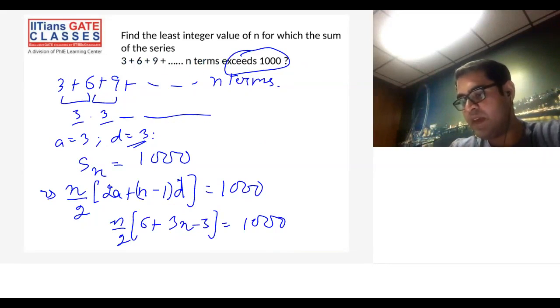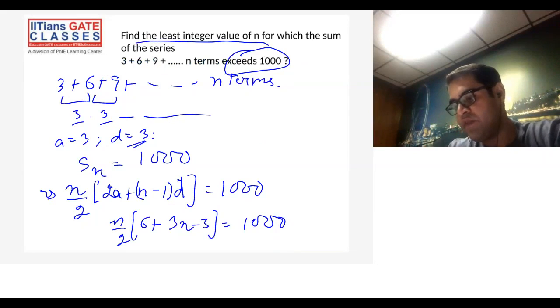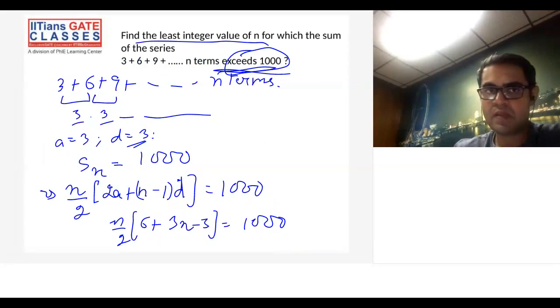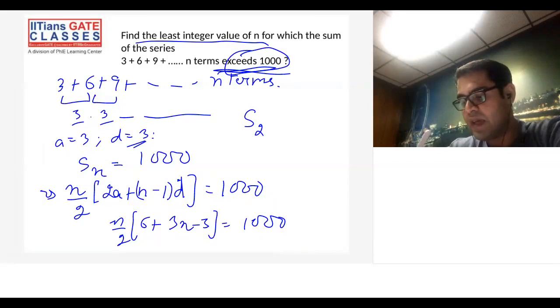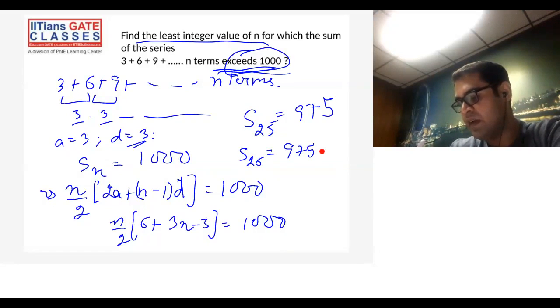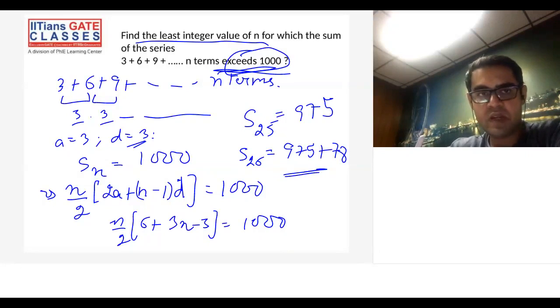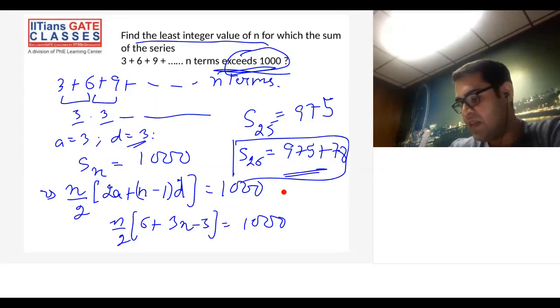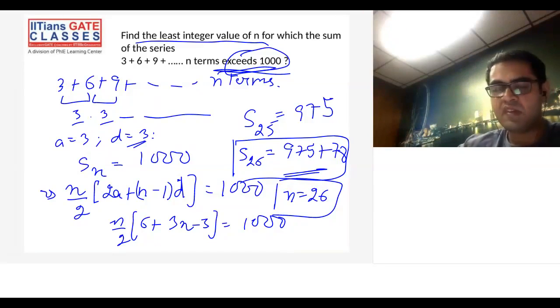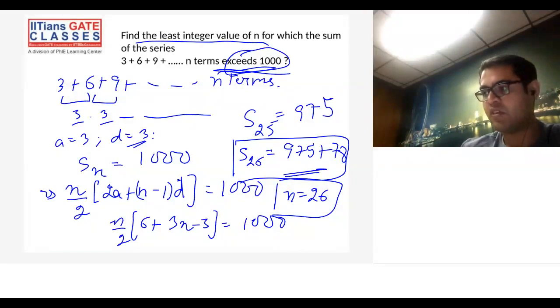Now they are saying the least integer value of n for which the sum exceeds 1000. So S25 was what? 975. S26 is 975 plus 78, which is more than 1000, right? So we can definitely say that n equal to 26 is the least integer value for which the sum will exceed 1000. So n equal to 26 is the answer for this question. So this is the way in which this question has to be solved.